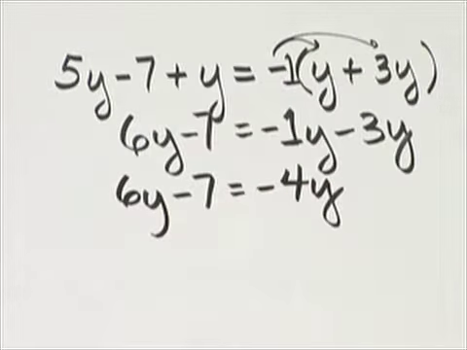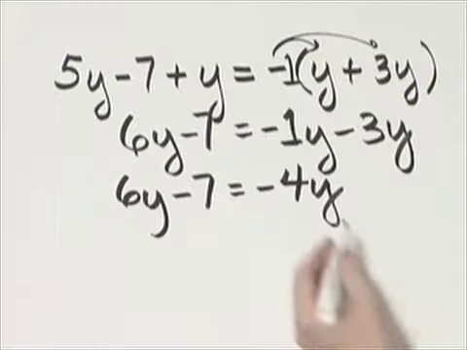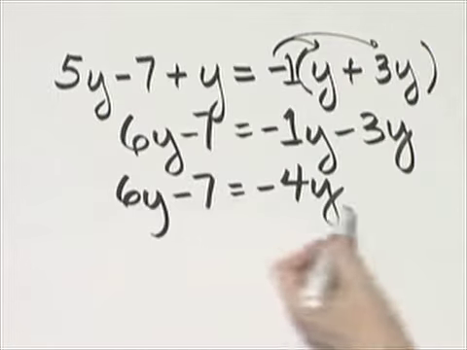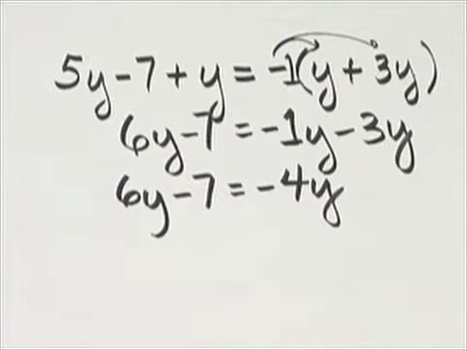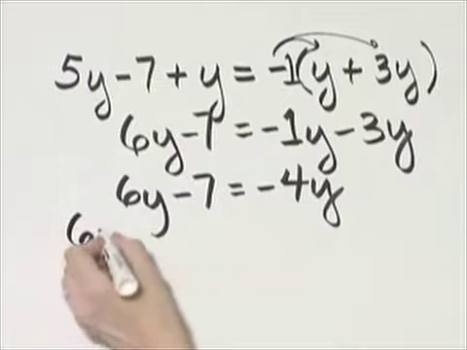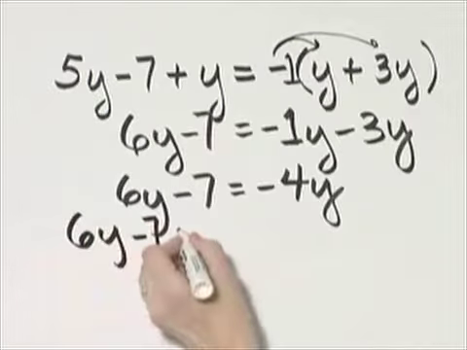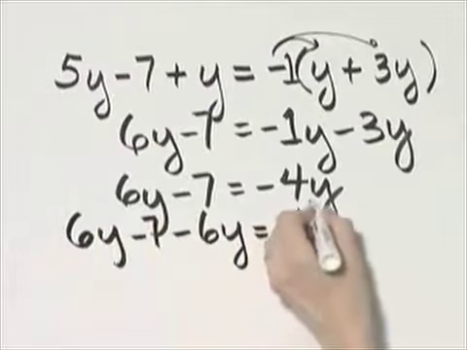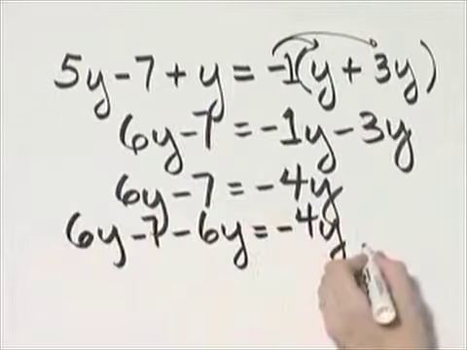No fractions, no parentheses, nothing that can be simplified on either side of the equation. Notice I have a variable term here, number, variable term. Let's subtract 6y from both sides so that I'll have all my variable terms on one side. So I'll write down the left side, and then I'll subtract 6y. I'll write down the right side and subtract 6y.